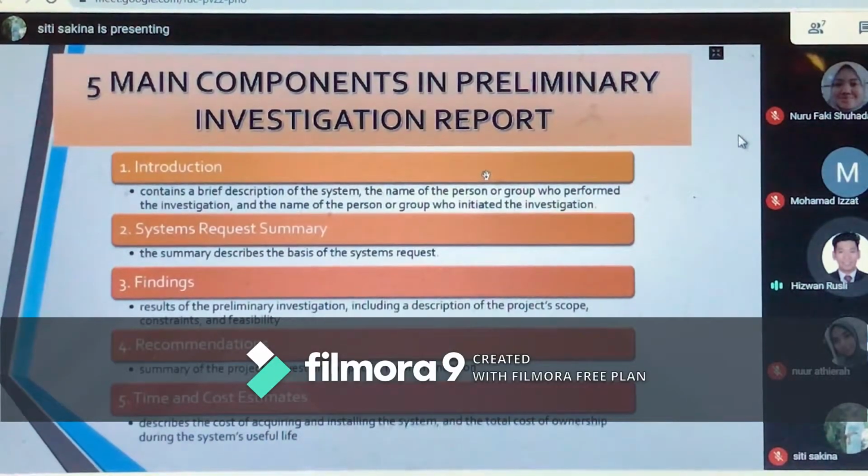And the fourth component is recommendation. A summary of the project request and specific recommendations. Management will make the final decision, but the IT department input is an important factor to the component. Time and cost estimates. Time and cost estimates need to describe the cost of acquiring and installing the system and the total cost of ownership during the system's useful life.